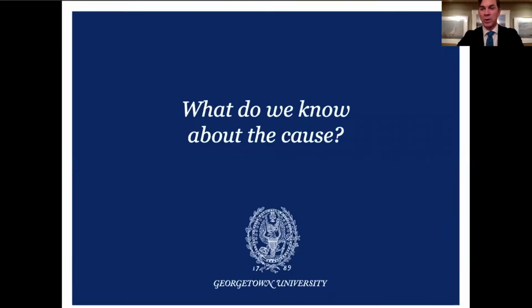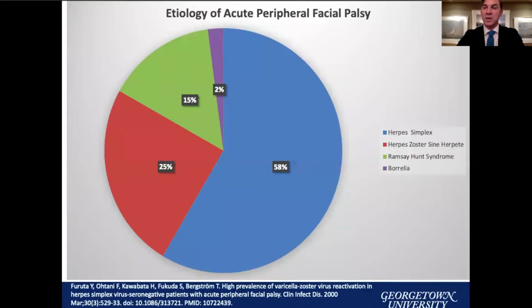So how do we know the cause? It's called idiopathic. So do we really know that those are the causes? Well, there was a great study done in Japan about 20 years ago that looked at 142 consecutive patients. They did serum and salivary samples on every patient, and they were able to come up with a definitive diagnosis for all 142 patients and divided them into these categories of herpes simplex virus, still taking the primary majority with 58% of the cases.